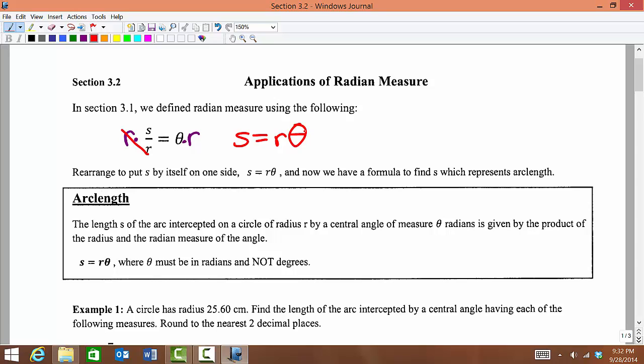Because we took the formula for radian measure and solved it for the arc length S, it is important that when we use this formula, our angle must be in radians and not in degrees.